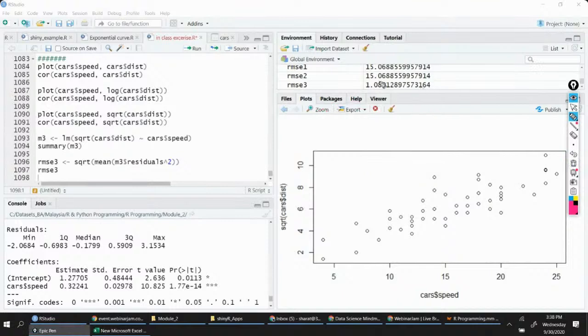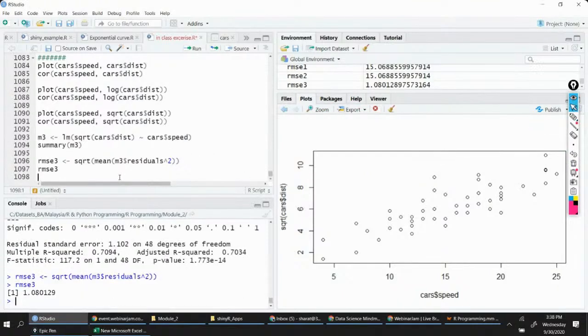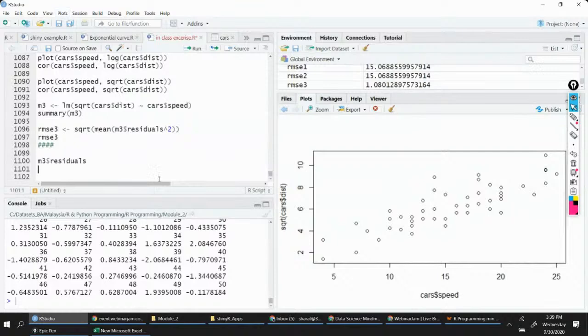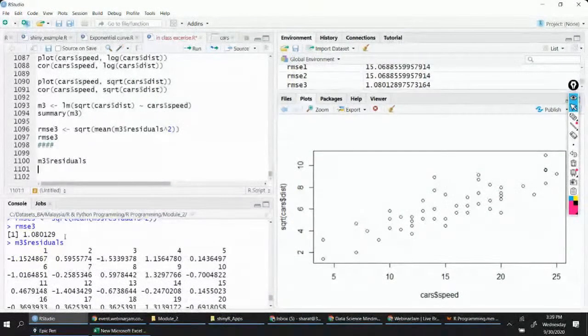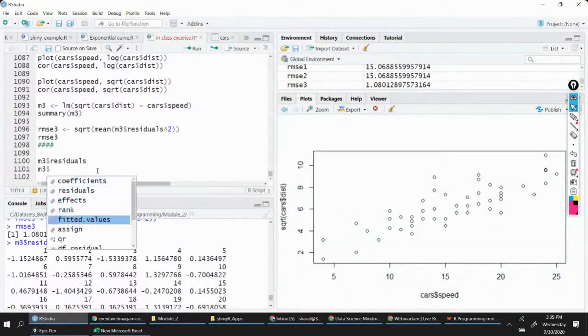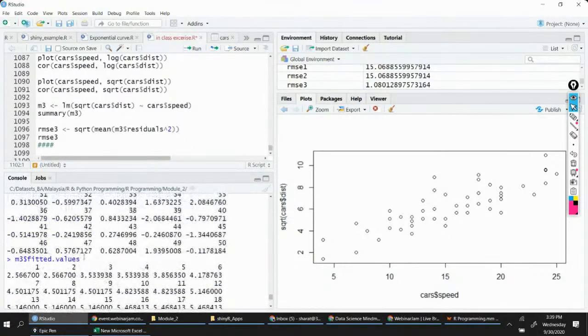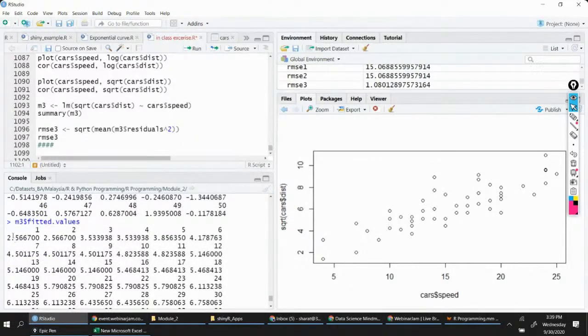So if you look into the predicted results, or if you look into the residuals to start with, what is your residuals? You say M3$residuals. These are your residuals. Look at them. All these residuals that you're getting are very, very small values because you're taking square root. M3$fitted.values. These are your predicted values. Fitted values are nothing but predicted values for the given input data. So very small data, right? This is not the right data that we need to look at.